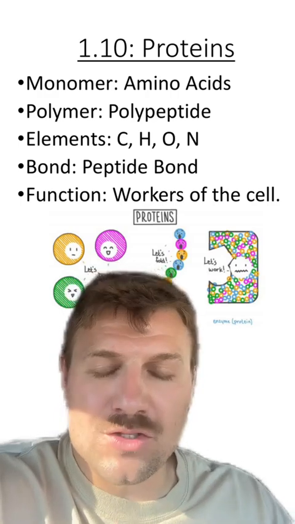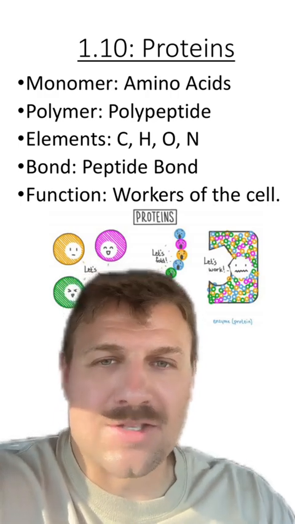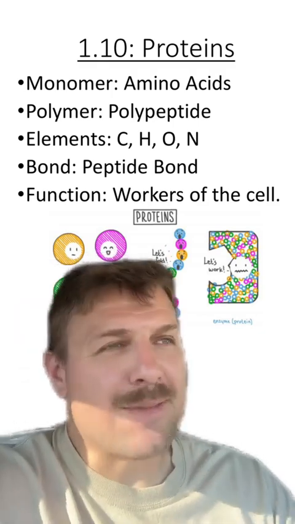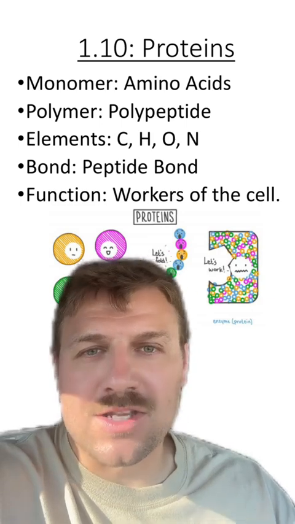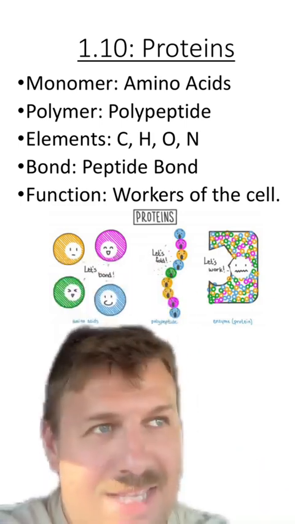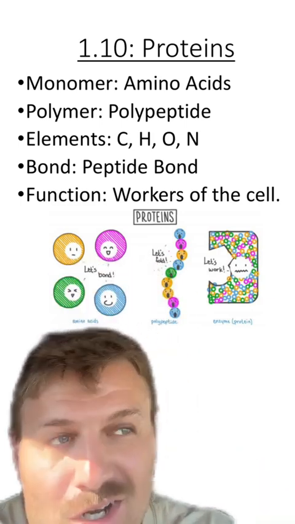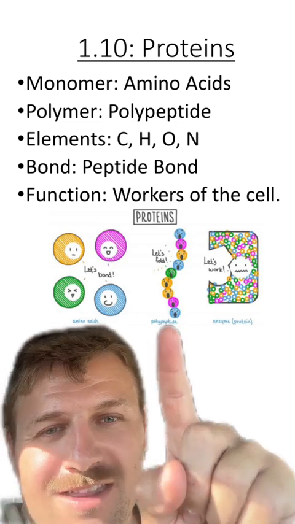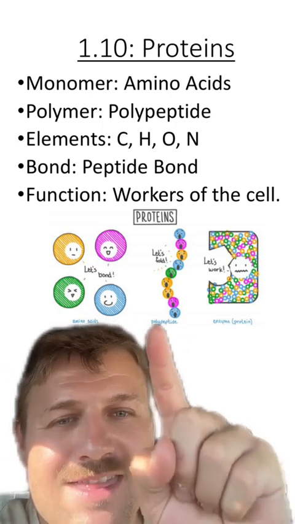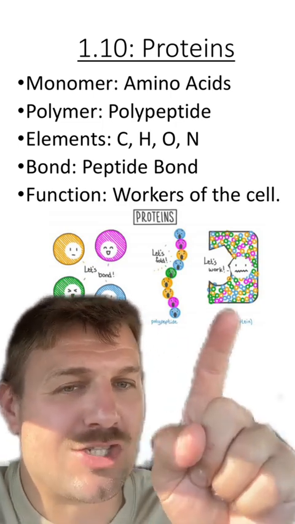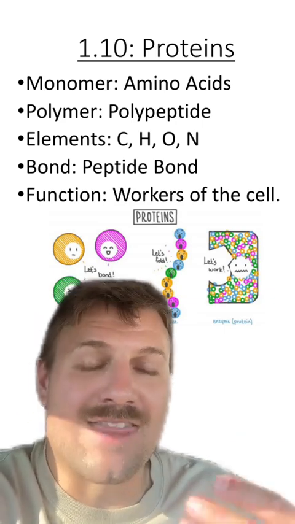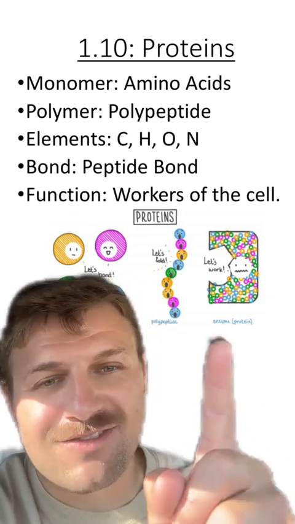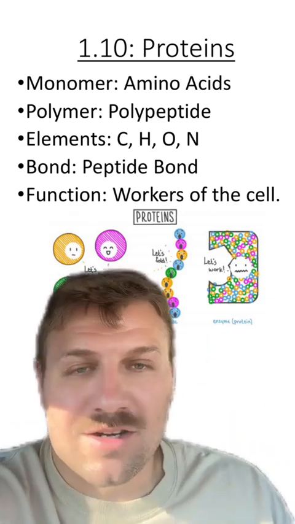Remember our first two macromolecules of lipids and carbohydrates. They do not contain nitrogen. Proteins do. The type of bond that forms between the monomers is known as a peptide bond. And basically, these proteins act as workers of the cell. I love this little graphic here. You can see the amino acids bonding together to form a polypeptide. And then that polypeptide is going to have a specific shape that determines its function. And that function is going to help the cell complete some task. Again, think of these proteins as being the workers of the cell.